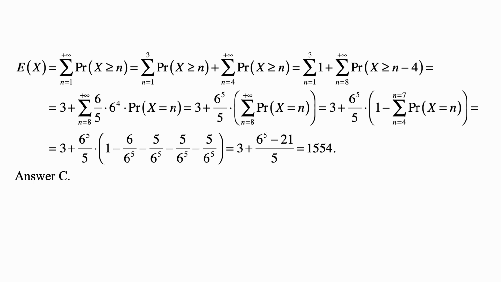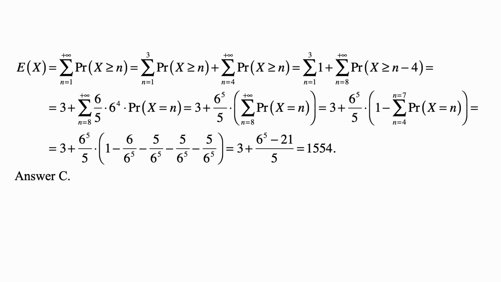And again, this is just a version of the Darth Vader rule as applied to a random variable whose only possible values are 1, 2, 3, 4, and so on. And that's equal to the sum from n equal to 1 to 3 of the probability that x is greater than or equal to n, plus the sum from n equal to 4 to plus infinity of the probability that x is greater than or equal to n. And of course, for n equal to 1 to 3, it is certain that x will be greater than or equal to n, so that's 1.